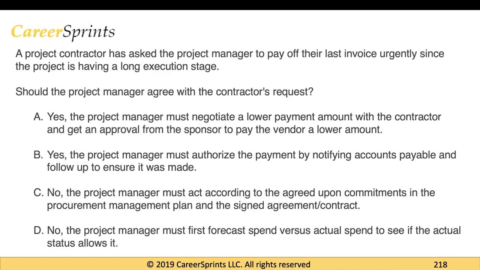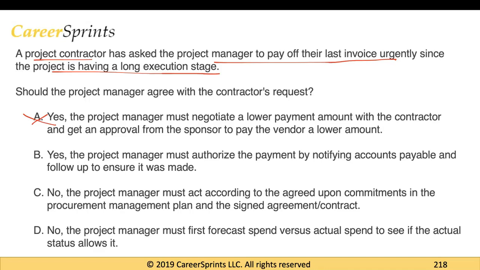All right, so let's now look at the question and the options. So basically what's happening is that one of the contractors is asking the project manager to pay off the invoice because the project is having a long execution stage. So that does not mean that the project manager would pay off that invoice, but let's see. So it says, should the project manager agree with the contractor's request? So option A would be incorrect because it actually says that the project manager must negotiate a lower amount with the contractor and just get the sponsor to pay. It's not about paying a lower amount. It's just that the contractor wants to be paid early. So that would be wrong.